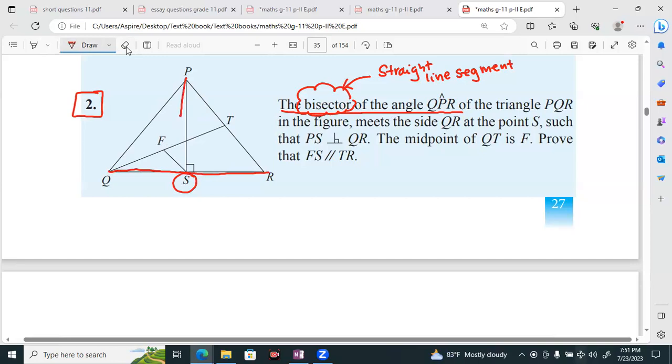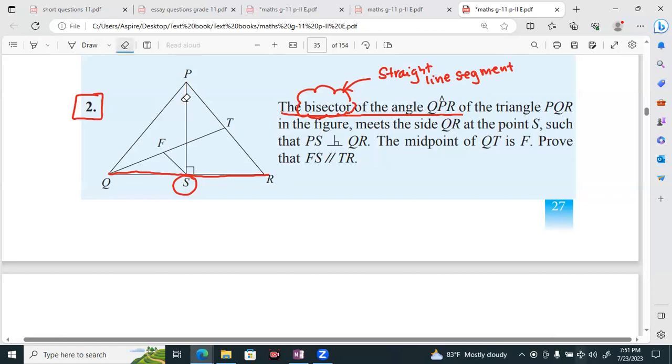It is not given that it is the perpendicular bisector. It is not given that QR is divided into two equal parts.